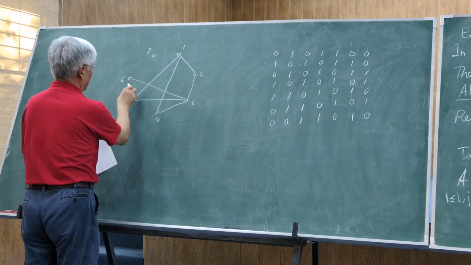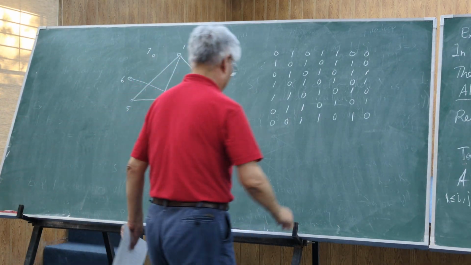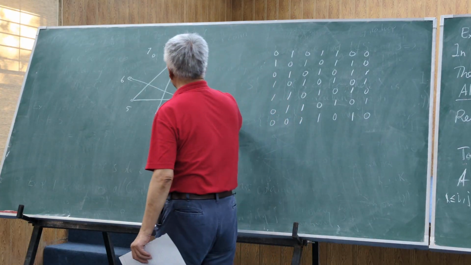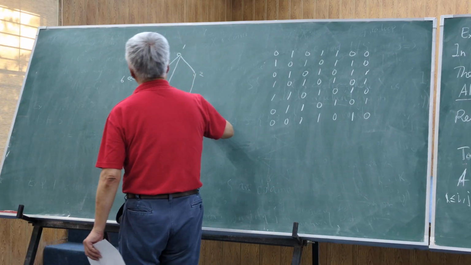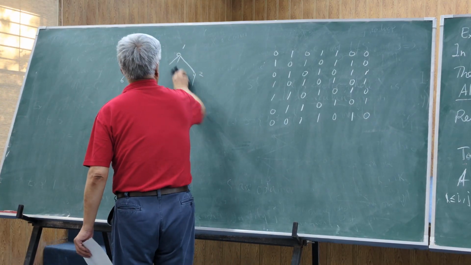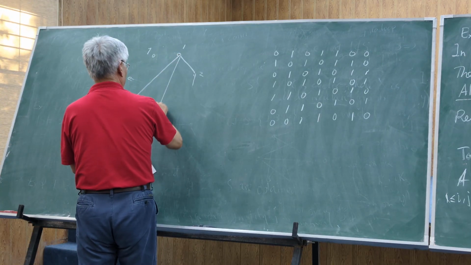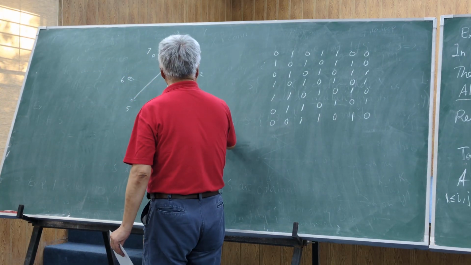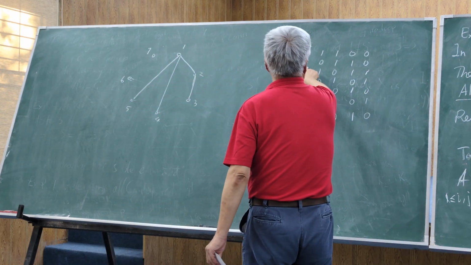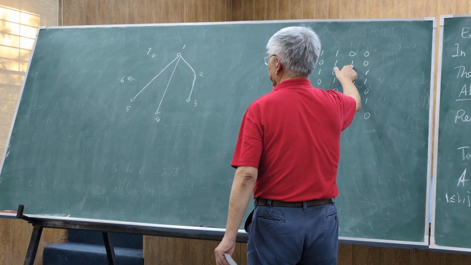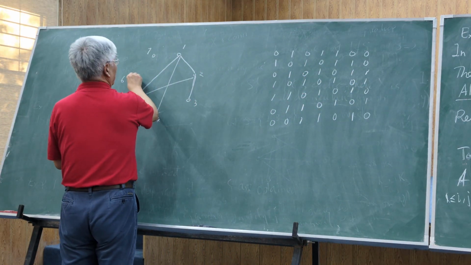It starts from 2 to 3 and 2 to 6. Sorry? From the second row. I'm making a mistake. So the 2 was correct. These 3 edges are correct. 2 is adjacent to 3, 5, 6, starting from 2.